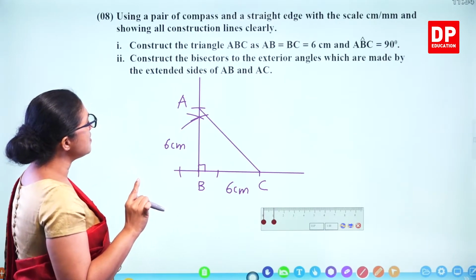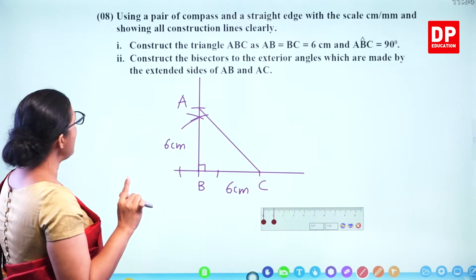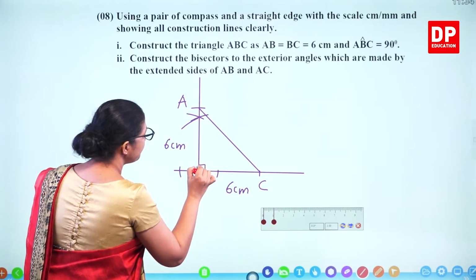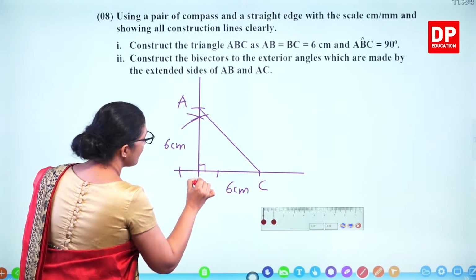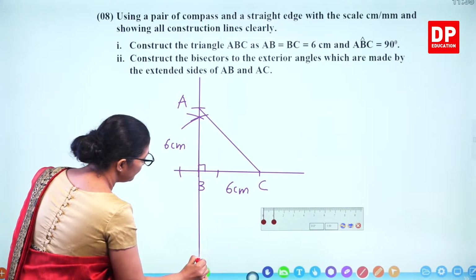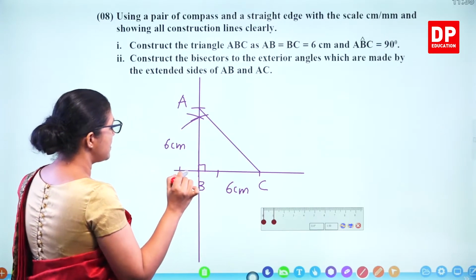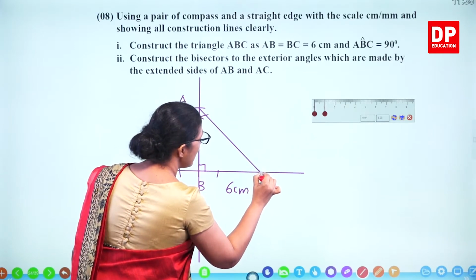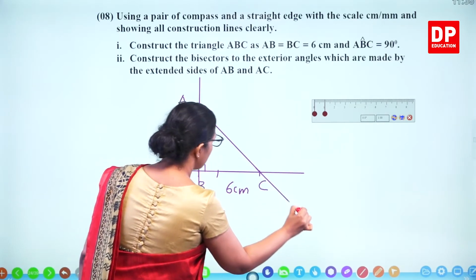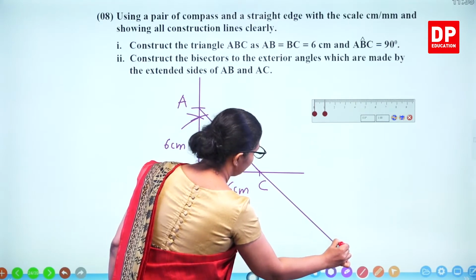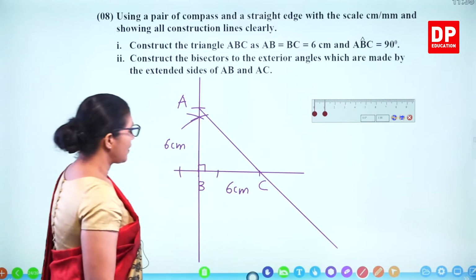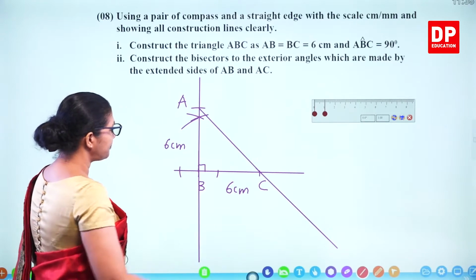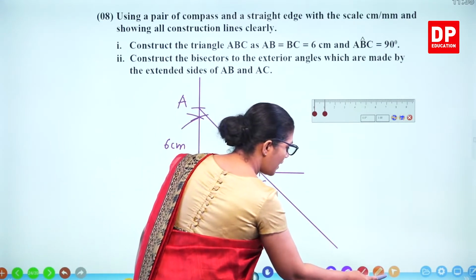Construct the bisectors to the exterior angles which are made by the extended sides of AB. So we need to extend AB here and AC. AC line also we need to extend. Now we need to draw angle bisectors here and here. So we'll draw that now.